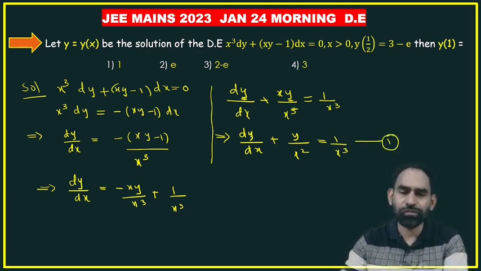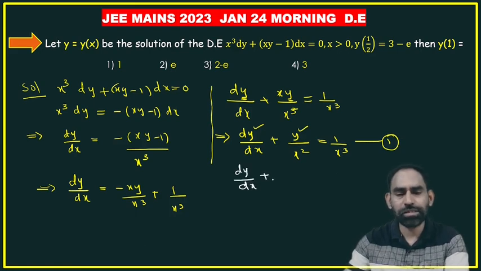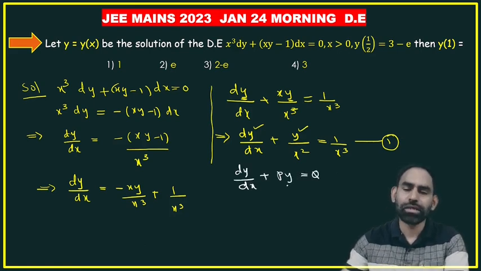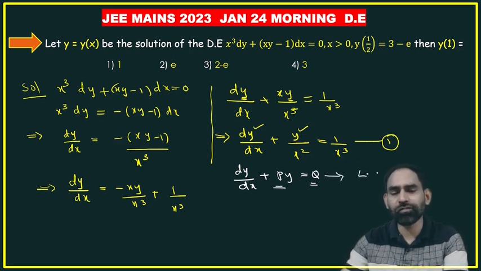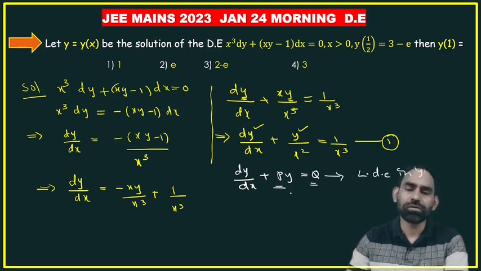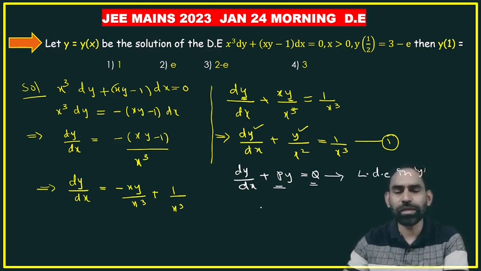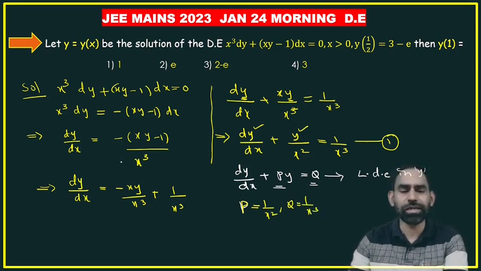Now observe, y is there, this is the key point here. It is in the form dy/dx + Py = Q, where P, Q are functions of x. Observe this: P, the coefficient of y, is 1/x², and Q is 1/x³. This is called a linear differential equation in y. Now we have to follow this procedure. P = 1/x², Q = the complete right-hand side part, 1/x³. Now we have to find the integrating factor.